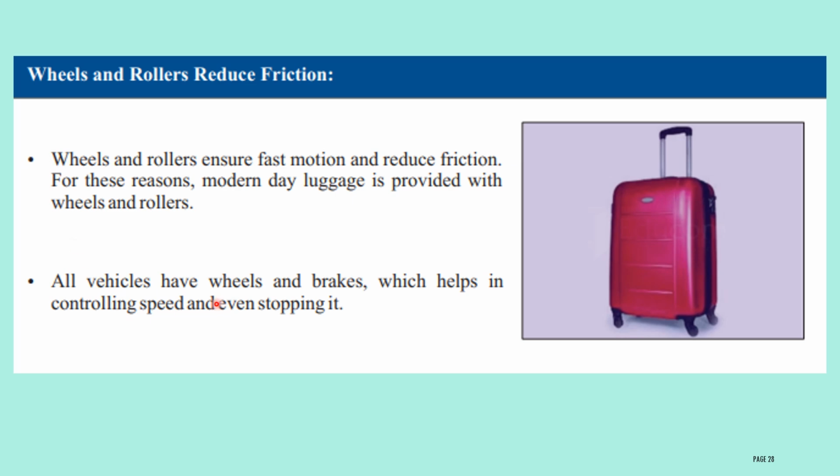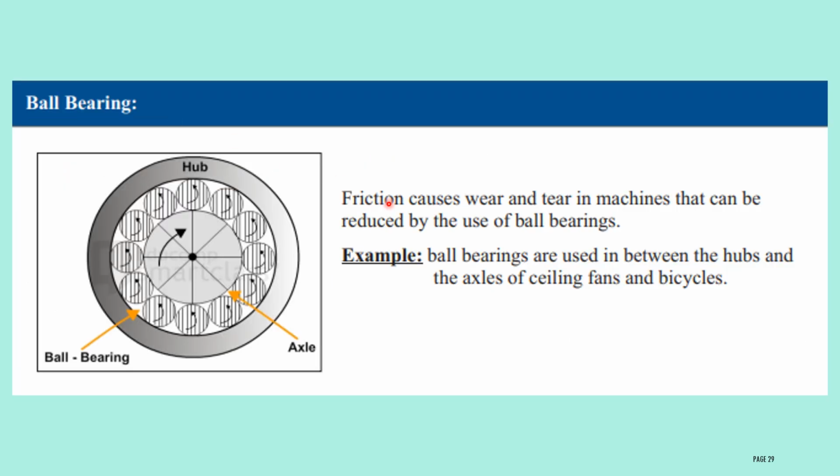All vehicles have wheels and brakes, which help in controlling speed and even stopping. Almost all vehicles have brakes. Because of the brake, you can control the speed or velocity of the vehicle. You can even stop the vehicle if you apply the brake properly. Ball bearings: friction causes wear and tear in machines, which can be reduced by the use of ball bearings. For example, ball bearings are used between the hubs and axles of ceiling fans and bicycles. You can observe ball bearings in a ceiling fan and also in a bicycle. It helps to prevent damage to the instrument.